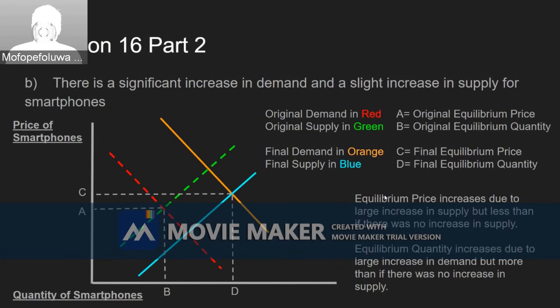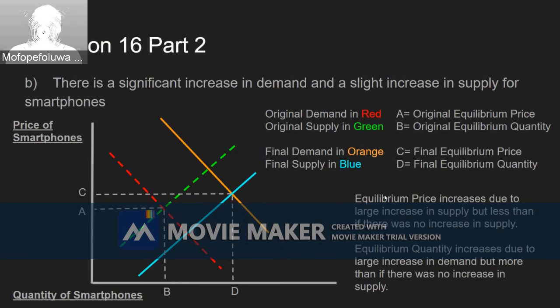Then for part B, you can see that both supply and demand increase, but the increase in demand is major while the increase in supply is minor. This comes together to create a large increase in the equilibrium quantity, but a small increase in the equilibrium price. The increase in equilibrium quantity is greater than what would have occurred if there was no increase in supply, but the increase in equilibrium price is less than what would have occurred if there was no increase in supply.